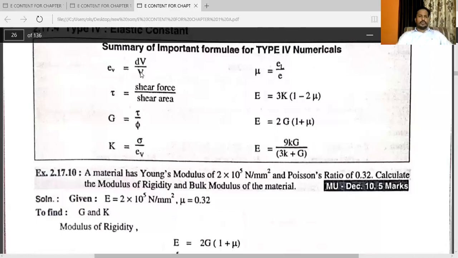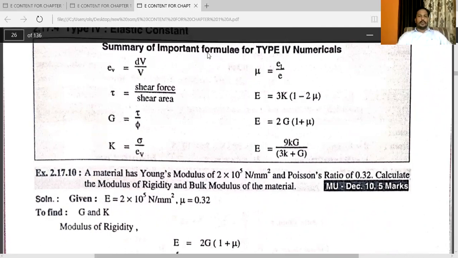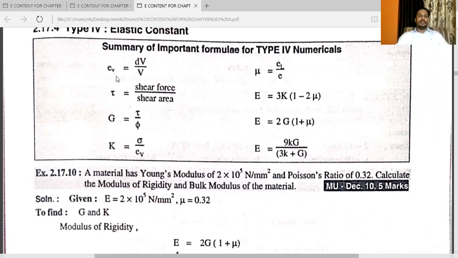While solving any problem, you should have the list of our formulas. I already explained the different formulas. Here is the summary which is required to solve the problem on elastic constants. Important formulas related to the elastic constants: Ev is equal to delta V upon V. Mu is Poisson's ratio, that is lateral strain upon linear strain.